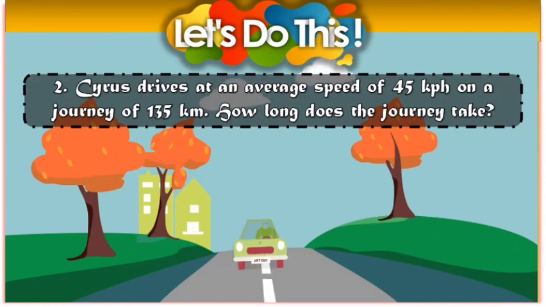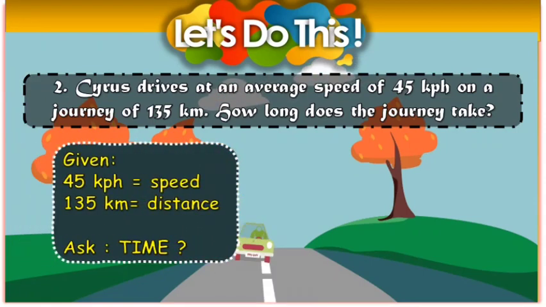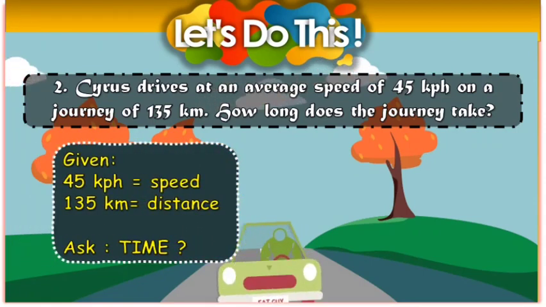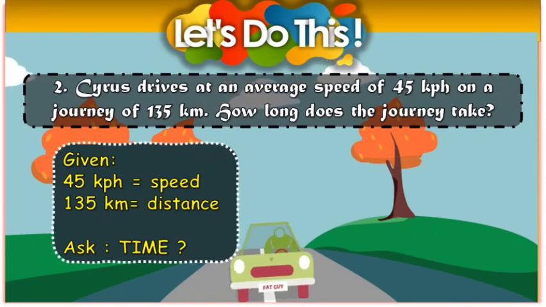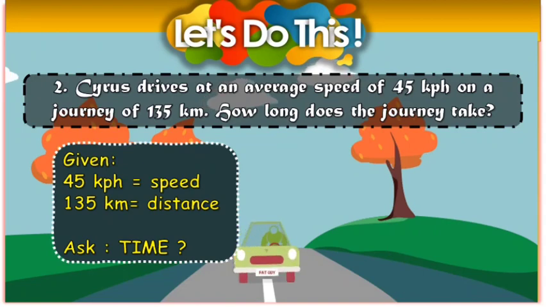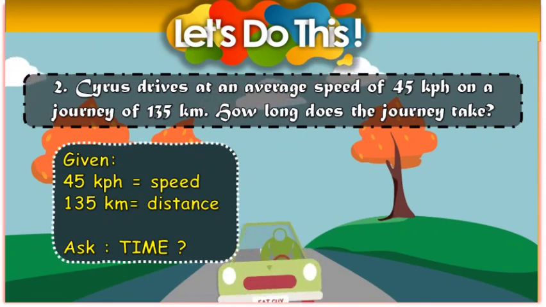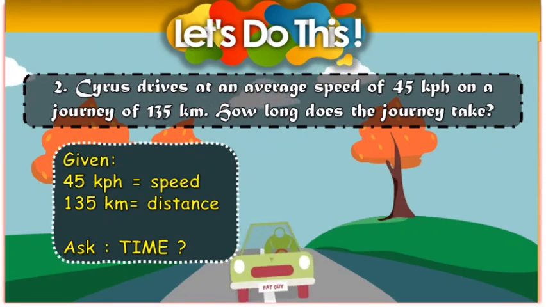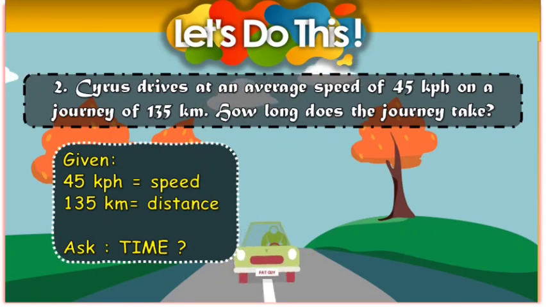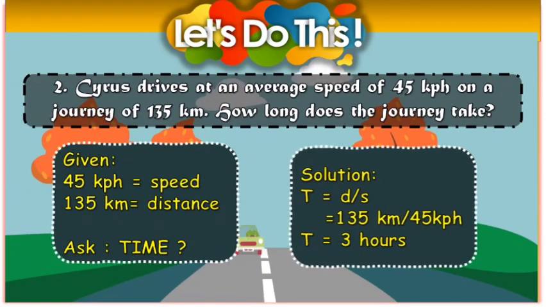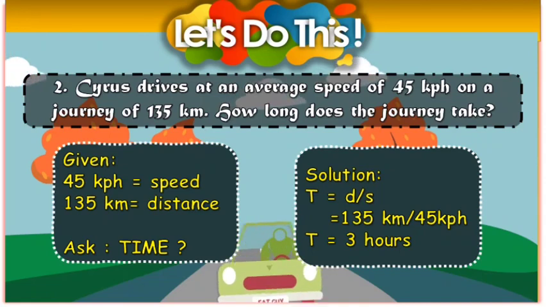So we can now proceed with our given. 45 km per hour, that is the speed. Ang 135 km, that is the distance. What is being asked in the problem? So the ask is how long does the journey take? Kaano kahaba or katagal yung journey na yon. So they are asking for time. So malalaman mo na dyan kung ano yung gagamitin mo, time. Yun yung formula na kukunin mo. So time is equal to D divided by S.